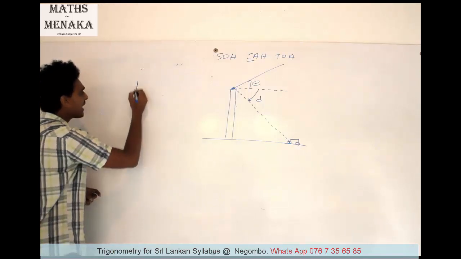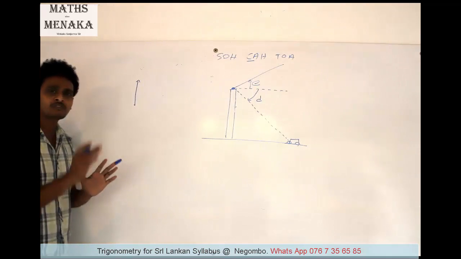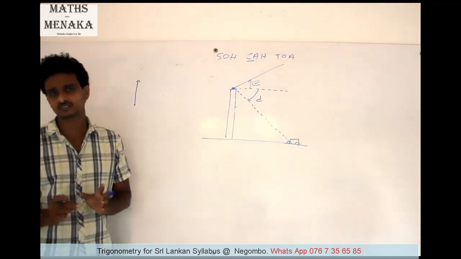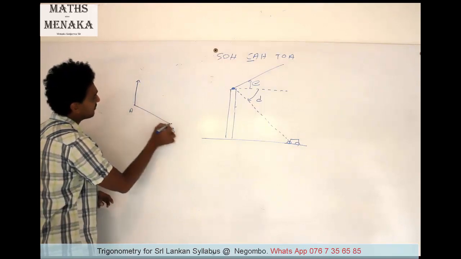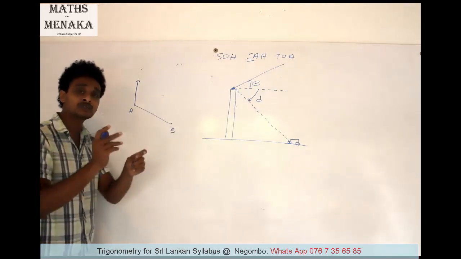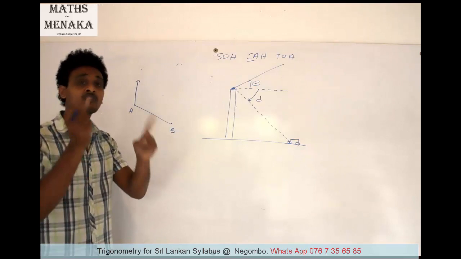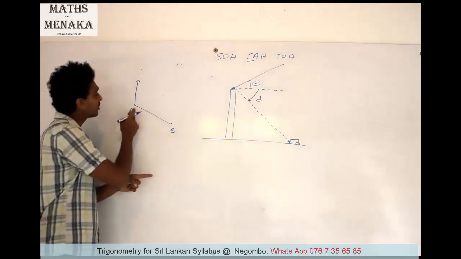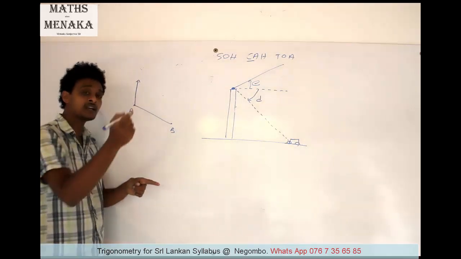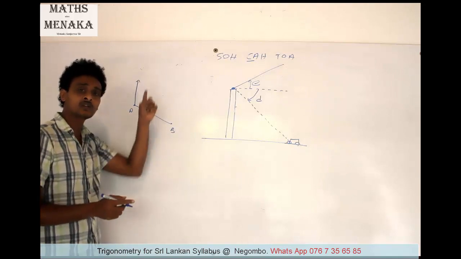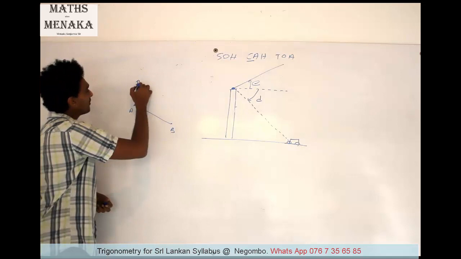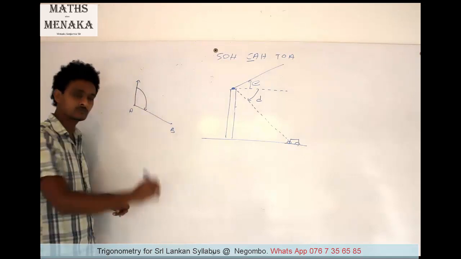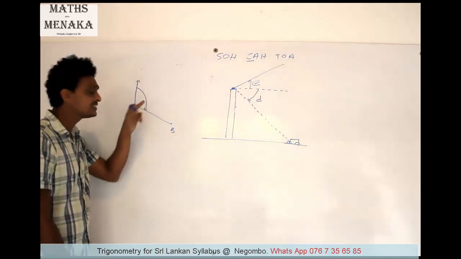Bearing is the angle measured from due north, clockwise. Now there is A and B. You have to find the bearing of B from A. You have to measure the bearing of B from A. Then you must draw the north line at A, since it is from A. Then take the clockwise angle. This angle is called the bearing.